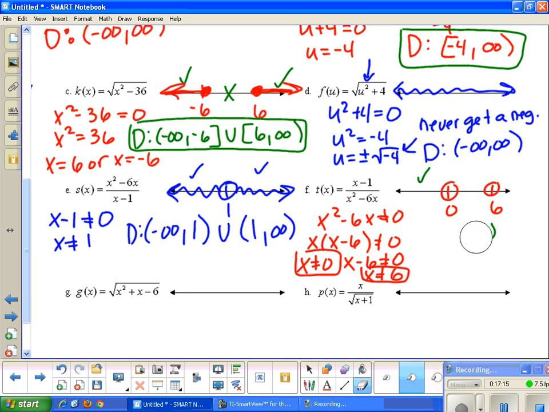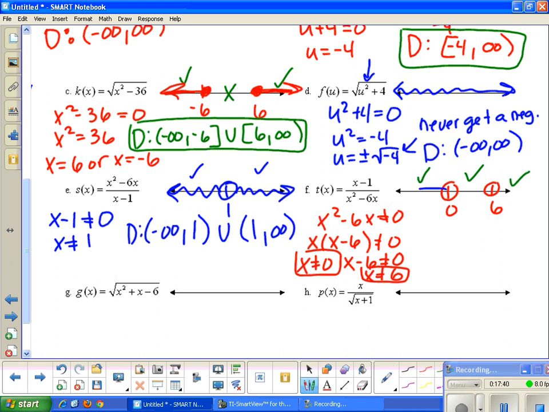It's okay. If I test in between 0 and 6, let's do 1. So if I do 1 squared minus 6 times 1, I would get 1 minus 6, which is negative 5. Because we don't have any even roots, we're not worried about the negative, so these numbers work. If I test to the right of 6, like 7, and plug it in, that also does not make my denominator 0, so those numbers work.